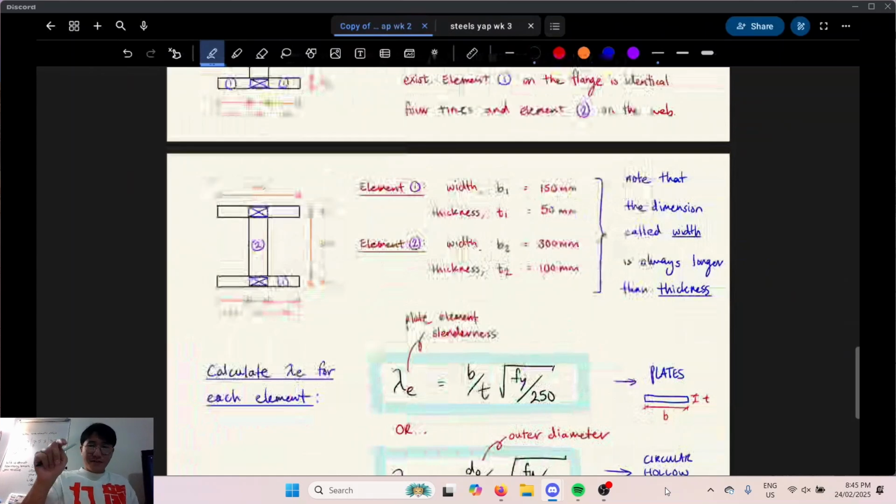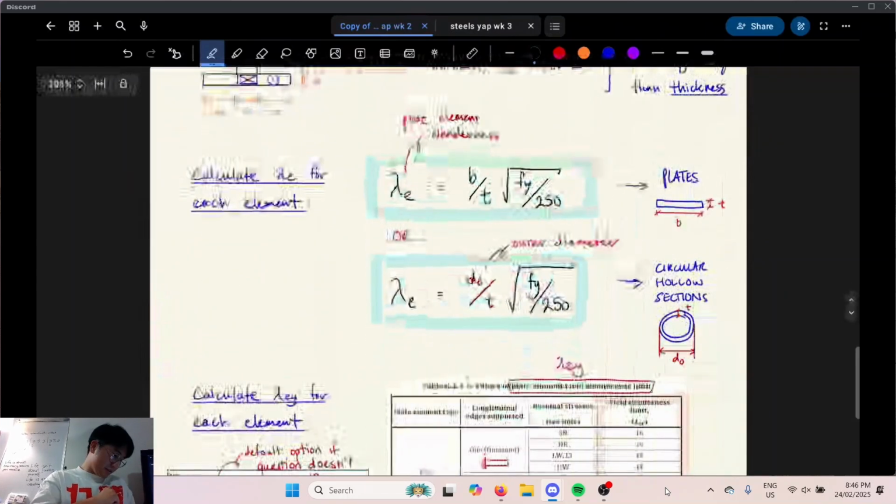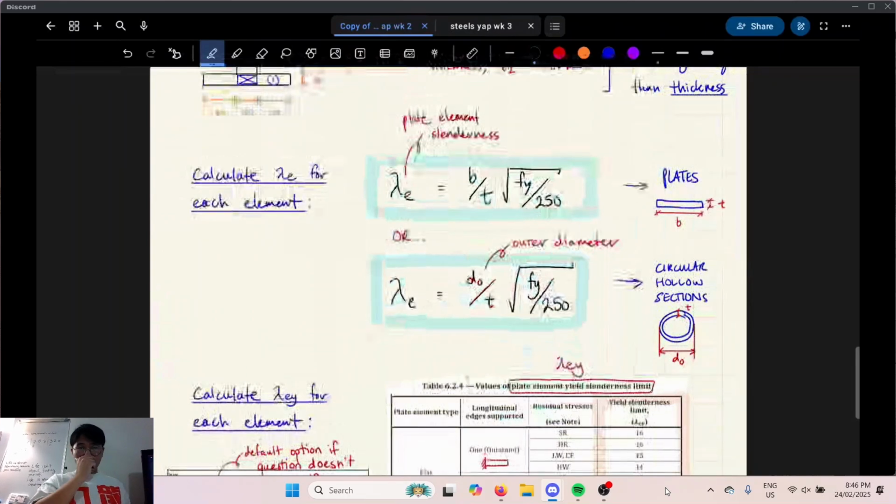So we have width and thickness. The width in this case is always going to be the bigger dimension, whereas thickness is how thin your plate is. For every single element, 1 and 2, we do the top formula highlighted in blue, which is for flat plates. The bottom formula highlighted in blue is for a circular section, so it's to do with your outer diameter. Usually circular sections would be circular hollow sections. Make sense? Okay, cool.